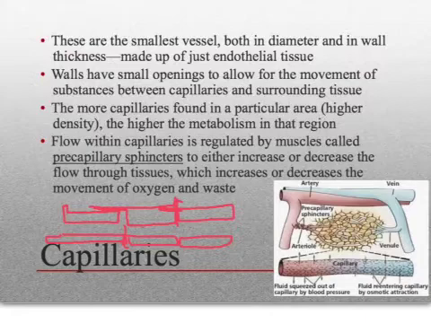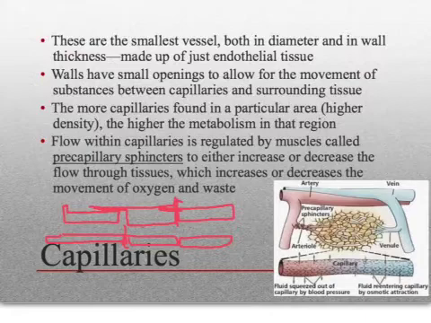So areas that have a lot of muscle, or organs like the liver, for example, that are doing a lot of work all the time in the body, tend to have more capillaries. Areas with less of that, like for instance the bones, your bones aren't really metabolizing all the time. So there are very few capillaries found in those regions.